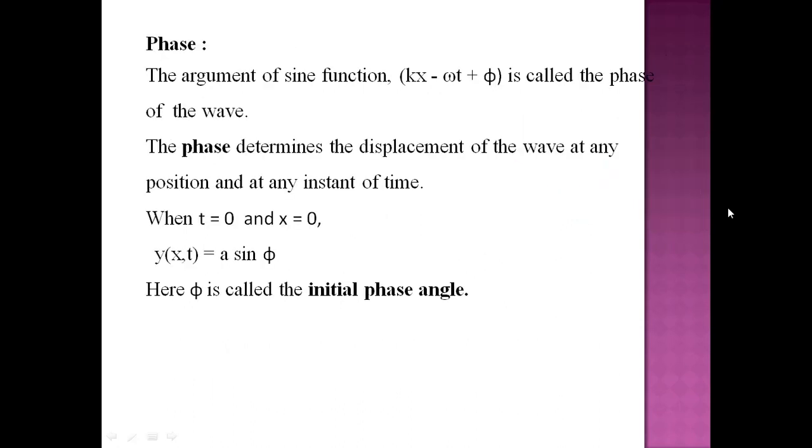Now phase. What is phase? The argument of the sine function, which is kx minus omega t plus phi, is called the phase of the wave. The phase determines the displacement of the wave at any position and at any instant of time. Here position is represented by x and instant of time is represented by t. Now suppose t equal to 0 and x equal to 0. Then y(x,t) is A sin phi. Then phi is called the initial phase angle.